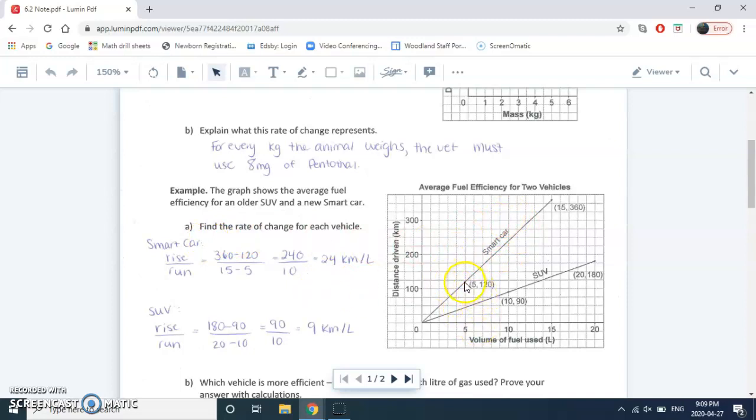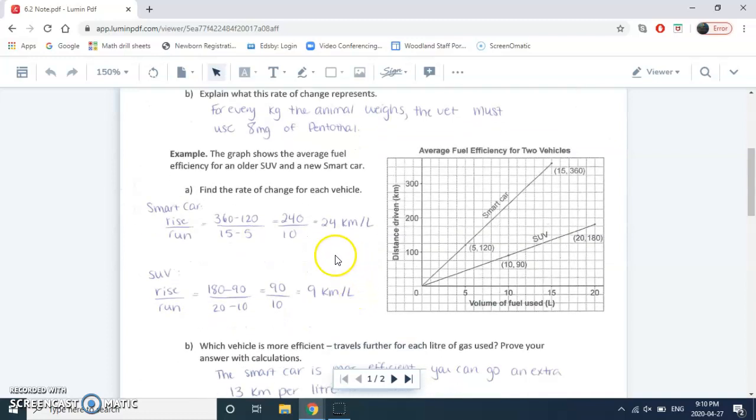And we're going to use 5 and we're going to use 15 for our x values. So we need to find our rise, which is going up and down using our y values. So we have 360 and we have 120. So we're going to subtract 120 from 360, which leaves us with 240. And our run, we have 15 and we have 5. So 15 minus 5 gives us 10. So we would then do 240 divided by 10, which leaves us with 24 kilometers per liter. It means that the car can drive 24 kilometers for every liter of gas in the car.